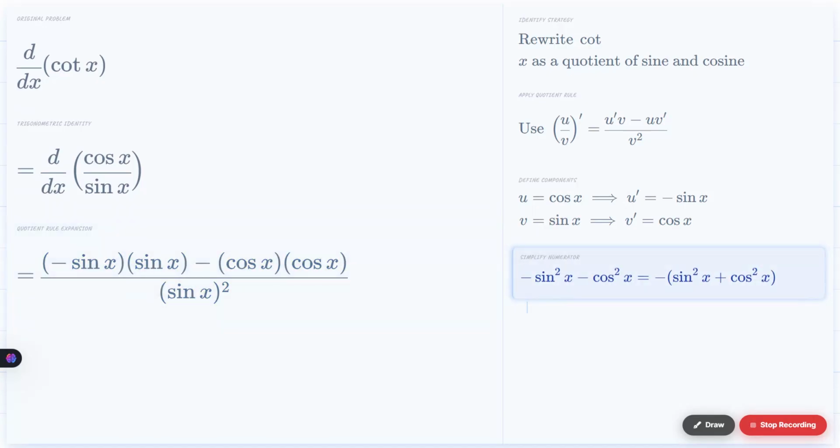We group the negative sign with the top part of the fraction. We do this to make the next step easier. We can pull out a negative sign from sin squared plus cos squared.